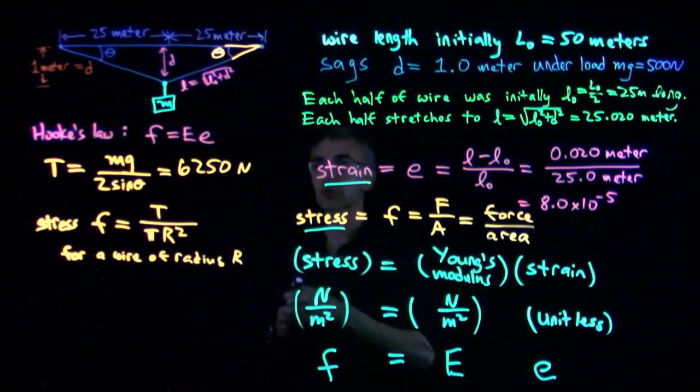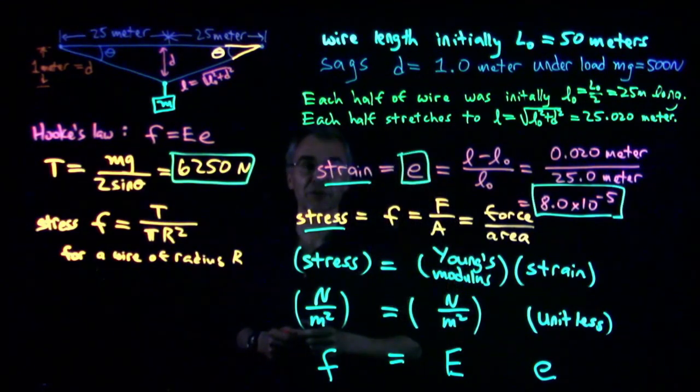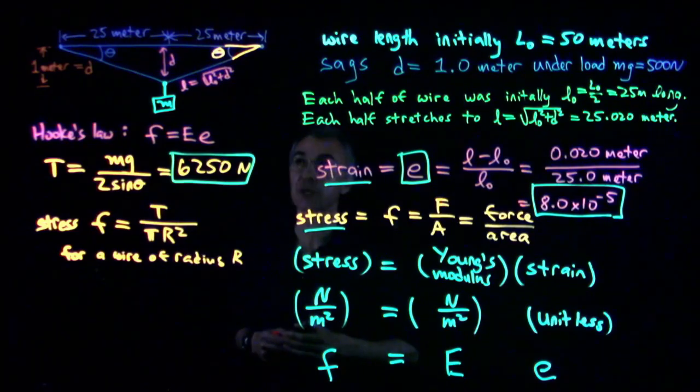So we know the force and we know the strain. So if I told you the Young's modulus of the material, then the only unknown we would have is the radius of the wire, and we could solve for that. We could figure out how thick a wire you need for this problem to make sense.